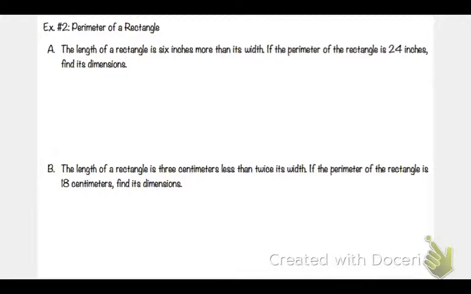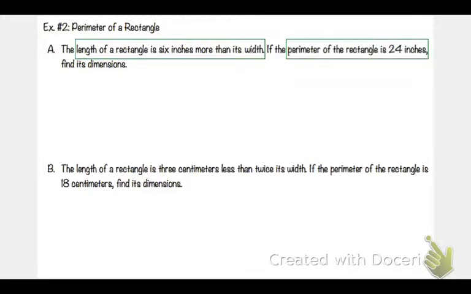Now let's do these perimeter ones. The length of a rectangle is 6 inches more than the width. If the perimeter of the rectangle is 24 inches, find its dimensions. So we have that the length is 6 inches more than the width, and the perimeter is 24. So I'm just going to draw a rectangle. I'm going to label it. I'm going to label x as my width, because it's the smaller one.